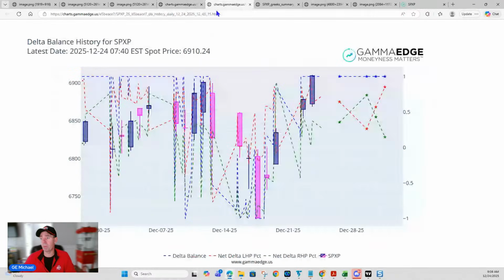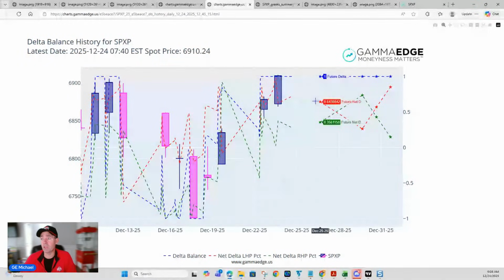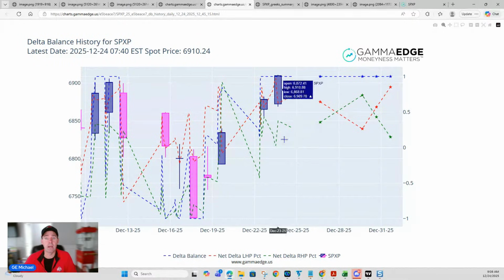All right, moving on to the delta balance. Again, here we separate the option structure into left-hand plane and right-hand plane. So left-hand plane is below spot price. That's your red dotted line. Those are in the money calls and out of the money puts. The right-hand plane is the green dotted line. This is the out of the money calls as well as in the money puts overhead.